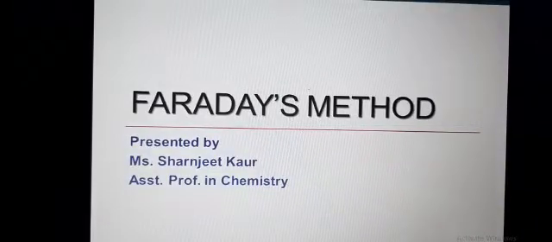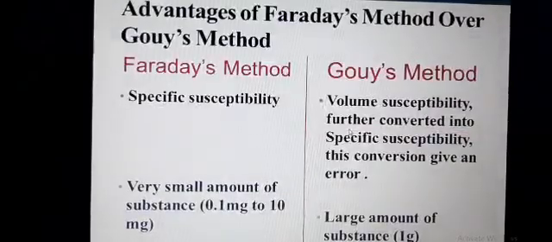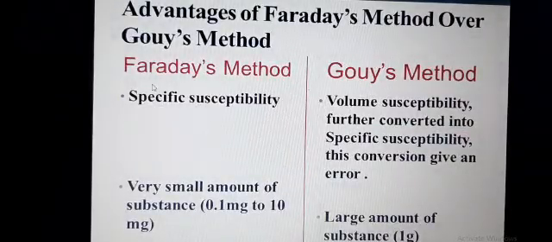Hello students, we will discuss the topic Faraday's method. There are two types of methods that are used to measure the magnetic susceptibility of an unknown substance. The first one is the Gauss method, which we have already studied, and the second one is Faraday's method.